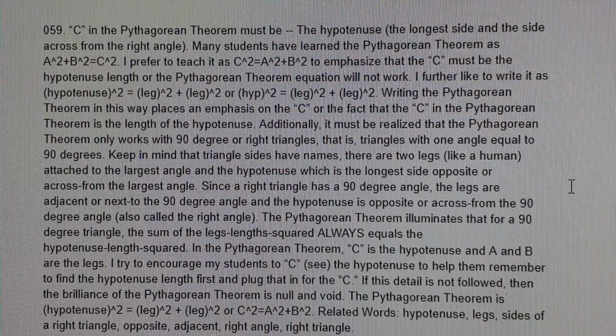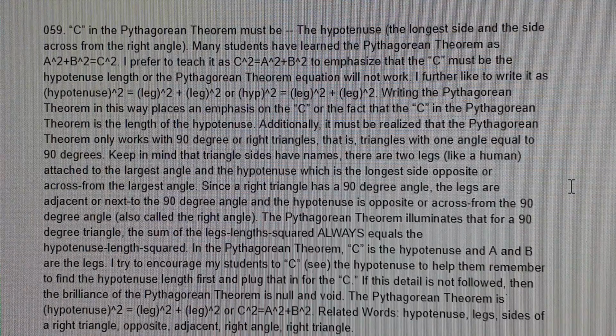Since a right triangle has a 90-degree angle, the legs are adjacent or next to the 90-degree angle, and the hypotenuse is opposite or across from the 90-degree angle (also called the right angle). The Pythagorean theorem illuminates that for a 90-degree triangle, the sum of the legs' lengths squared always equals the hypotenuse length squared. In the Pythagorean theorem, "c" is the hypotenuse, and a and b are the legs.